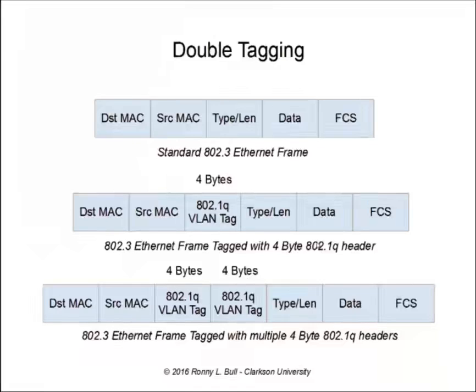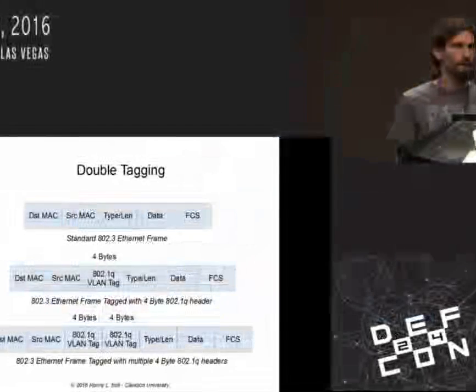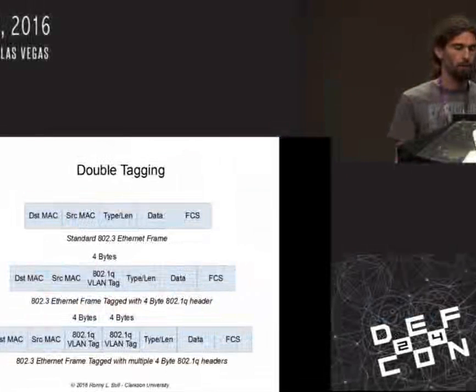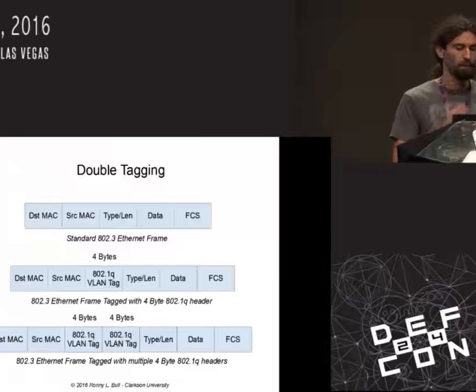So here's a comparison of frame types. The first one is a standard Ethernet frame without VLAN support. The second one is the standard VLAN tag, with one 802.1q tag in the middle of the header. And then the third one, down on the bottom, is 802.1q double tagging. This is where we're actually doing a VLAN tag within the frame, and we're doing multiple ones.